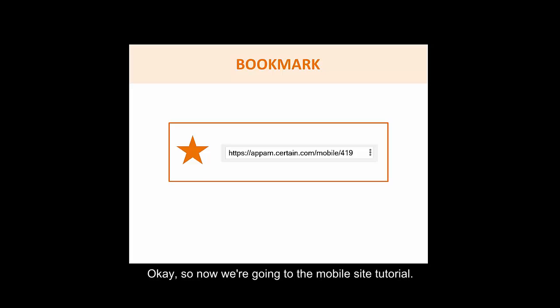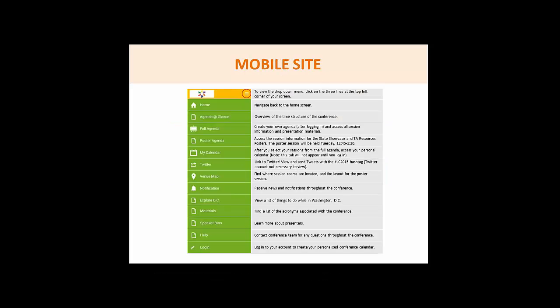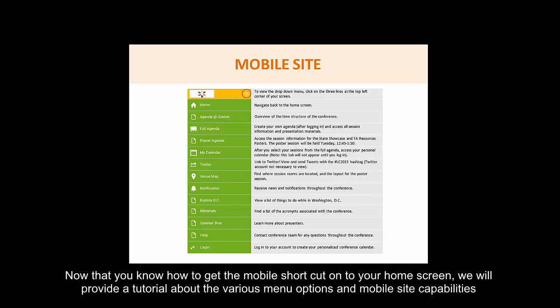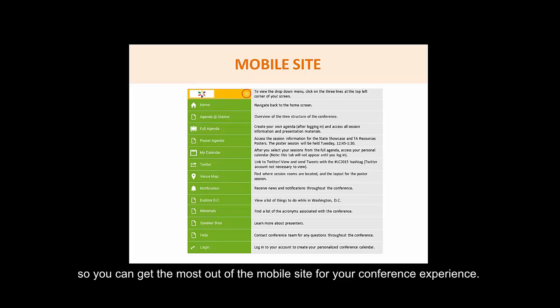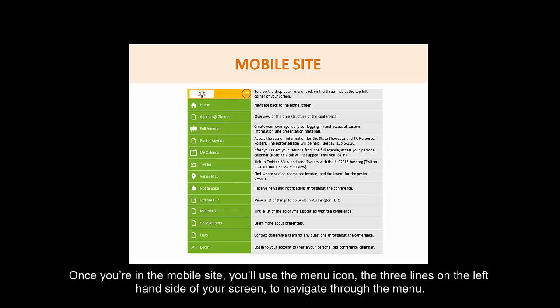Okay, so now we're going to get into the mobile site tutorial. Now that you know how to get to the mobile shortcut on your home screen, we'll provide a tutorial about the various menu options and mobile site capabilities so you can get the most out of the mobile site for your conference experience. Once you're in the mobile site, you'll use the menu icon, the 3 lines on the left-hand side of your screen, to navigate through the menu.